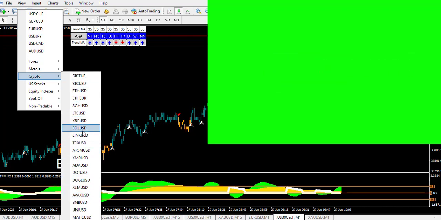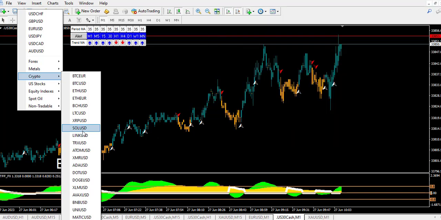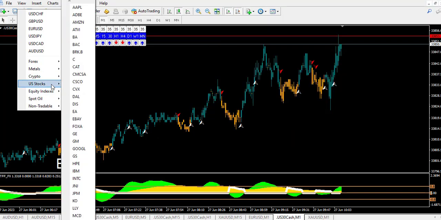So we have a lot of crypto to trade, and you can use it on US stocks also. You can trade Apple, Amazon, Facebook, Google, eBay, as many stocks as you want. You can trade Microsoft with this particular strategy, as many as you want.